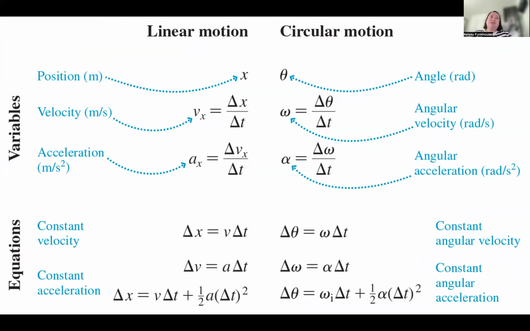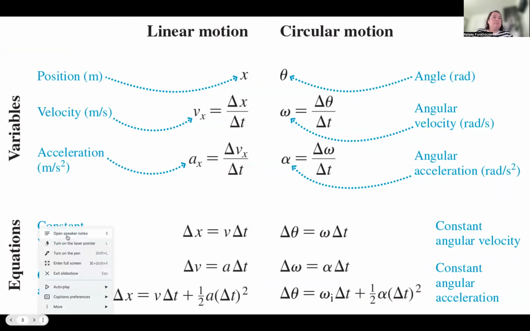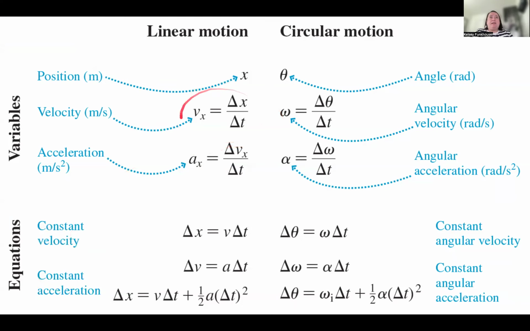So we have position in X or Y, and we have angular position, which is given by theta. We have velocity and we have angular velocity, which is just like velocity is the displacement over the time interval. Angular velocity is angular displacement over the time interval, and then we have angular acceleration, which is the change in angular velocity over the time interval.